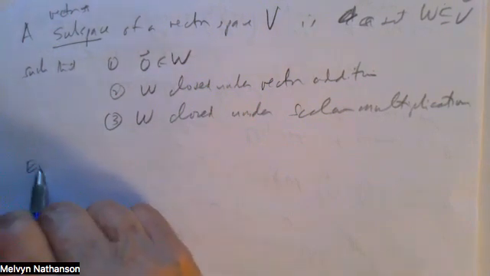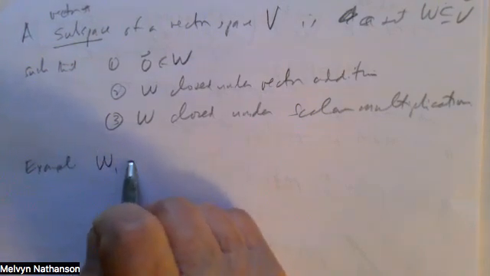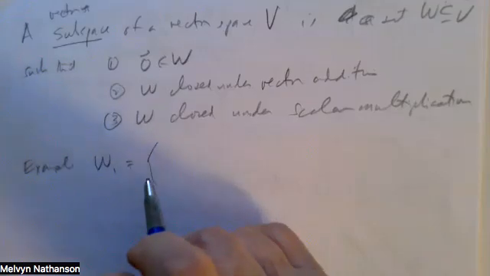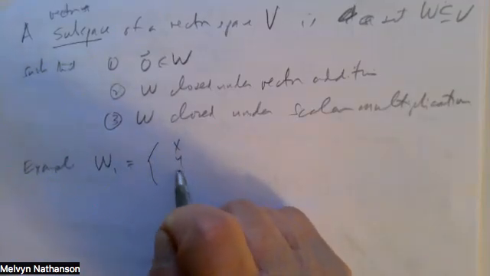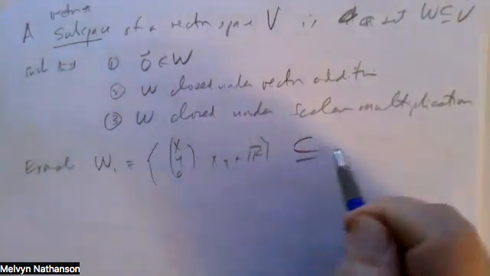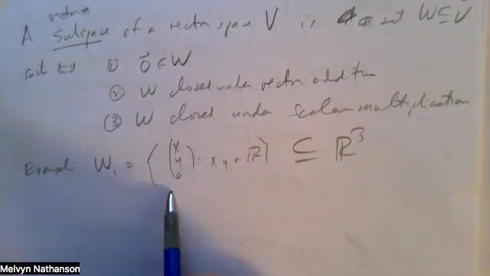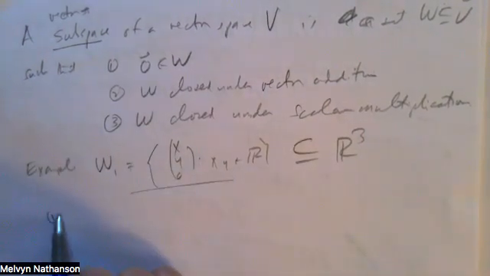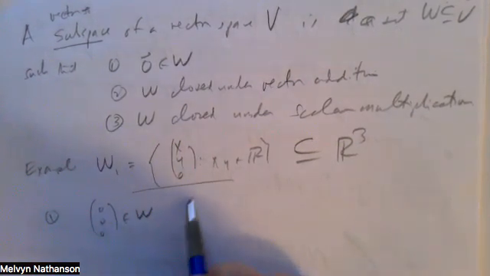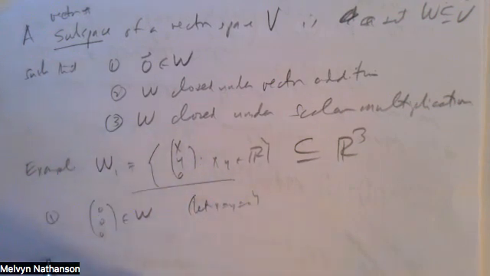Let's look at just another example. Suppose we take W1 to be a subset of R3, the set of all vectors x, y, 0, where x and y are in R. This is a subset of R3, and I claim this is a subspace. So we have to check. First, 0, 0, 0 is in W. This is just letting x and y be 0.